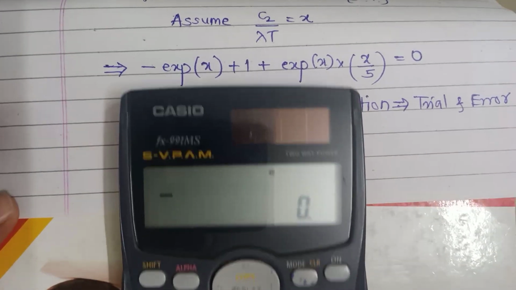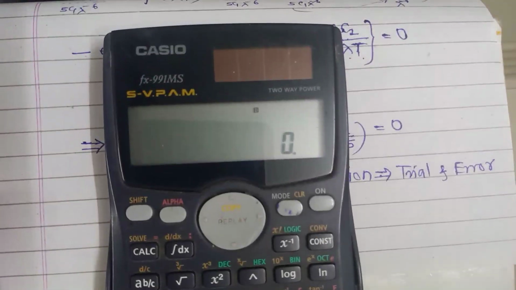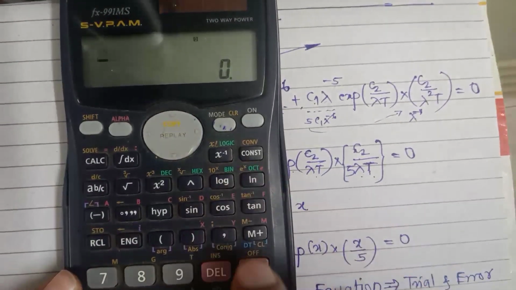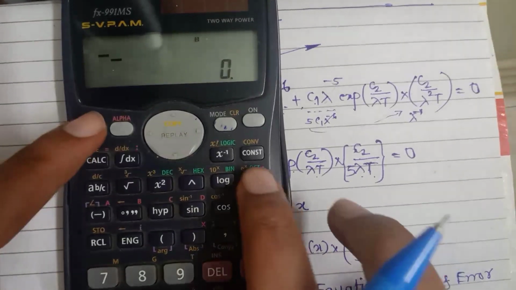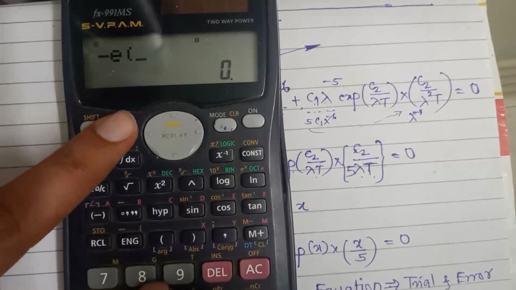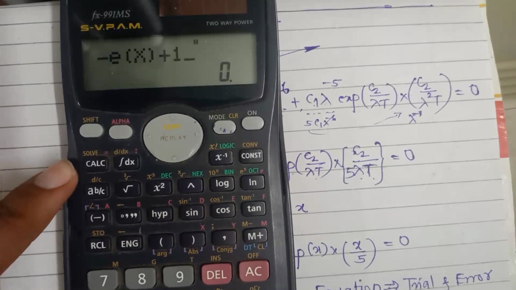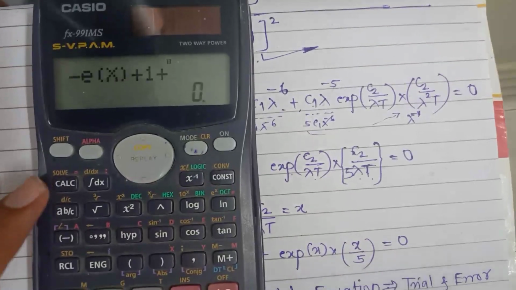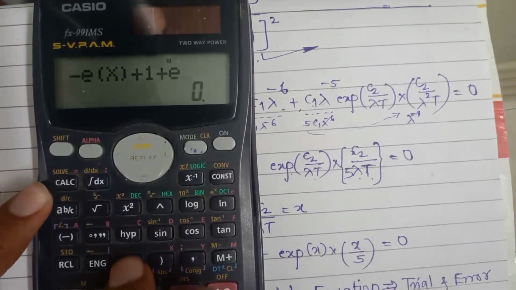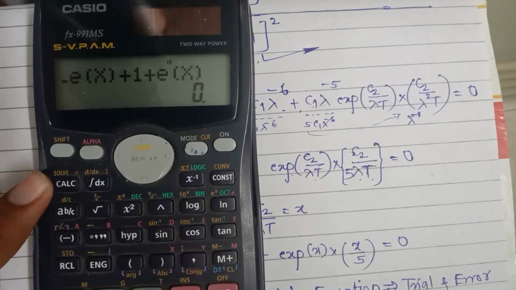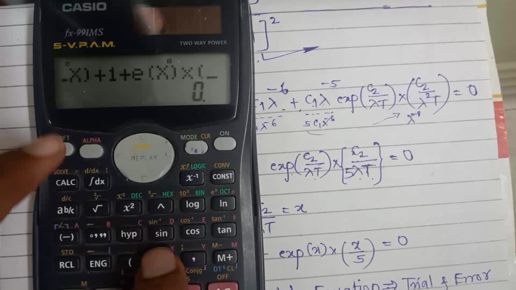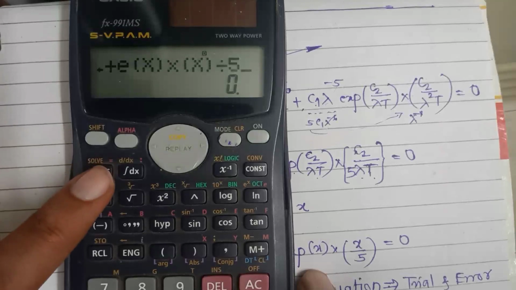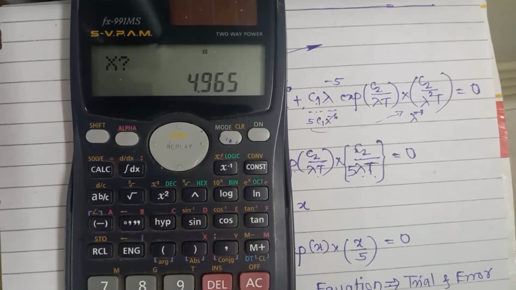So hold on a second. So this will be actually minus, my mistake. So minus exponential of x plus 1 plus exponential of x into x upon 5. So that's why exponential of x into x upon 5, and then we will press the calc button because we have to do this multiple times.